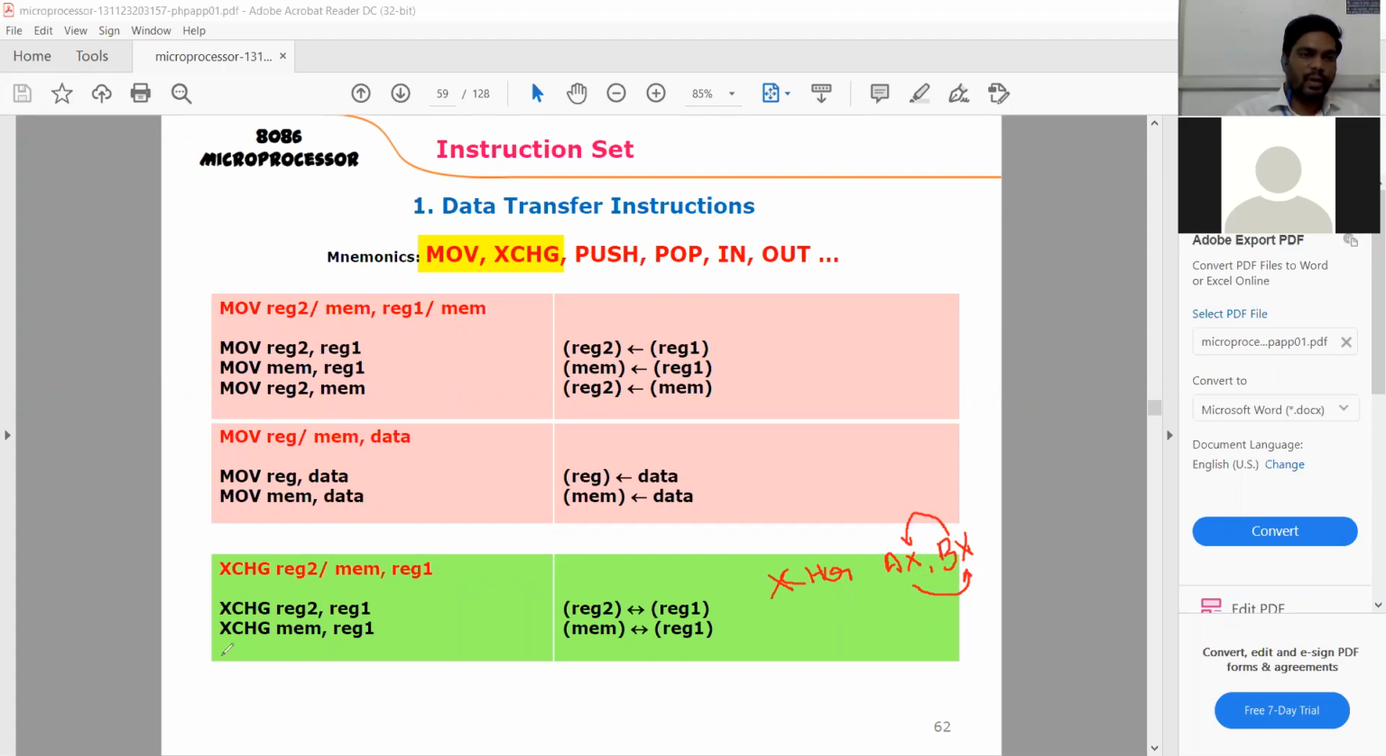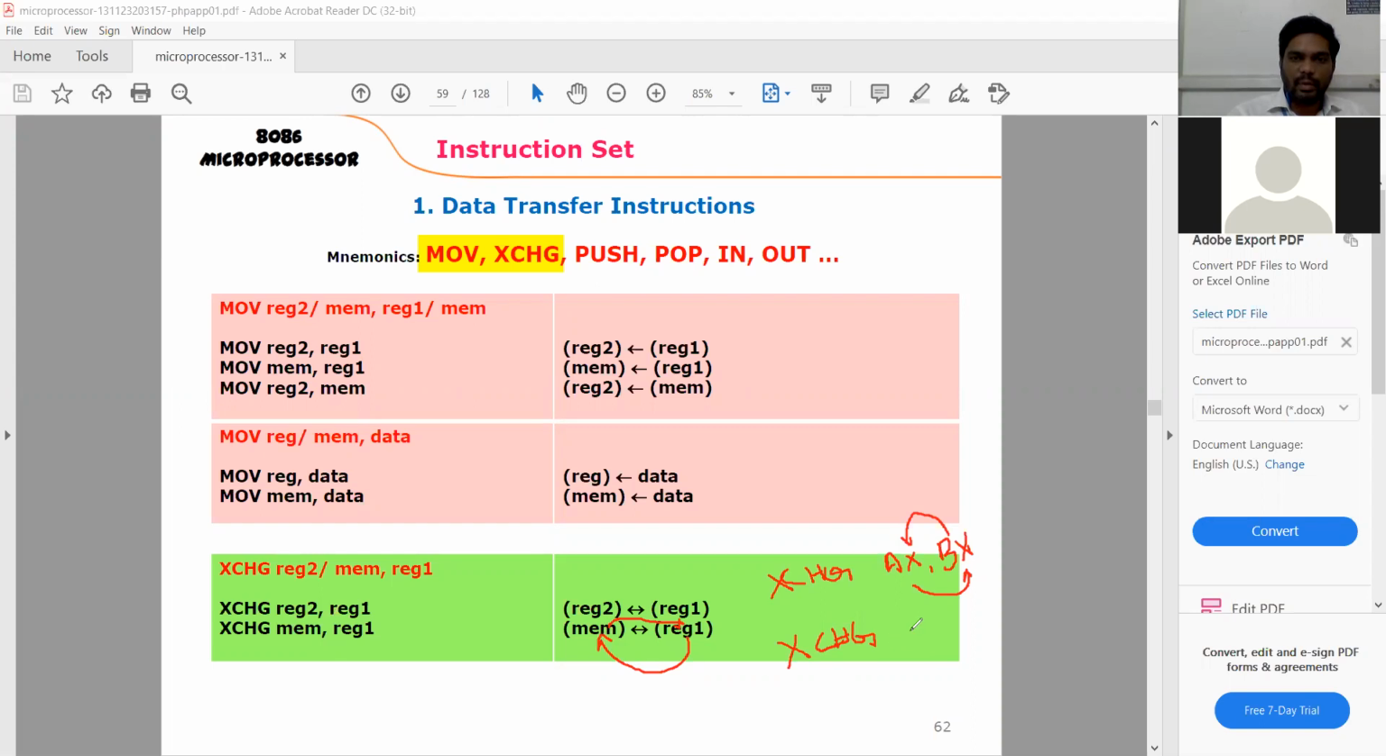The next category is exchange memory comma register. That means the contents of the register will be transferred to the memory location and the contents of the memory location will be transferred to the register. The example for this could be XCHG.